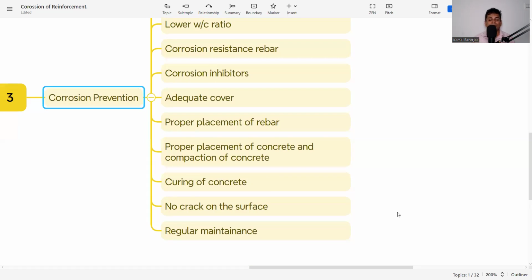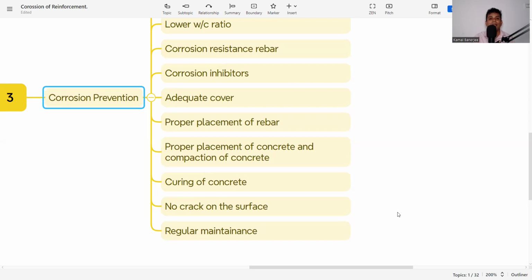And there should be no crack on the surface. If there is a crack on the surface, we need to take immediate action to cover the cracks. What happens if the crack is there? Again corrosion will happen. And regular maintenance, that means everything needs maintenance, concrete also. So at regular intervals, we need to check the concrete. If there is any crack, any discoloration, we need to address the issue immediately in order to avoid the corrosion of the concrete and for a longer lifespan of the concrete.